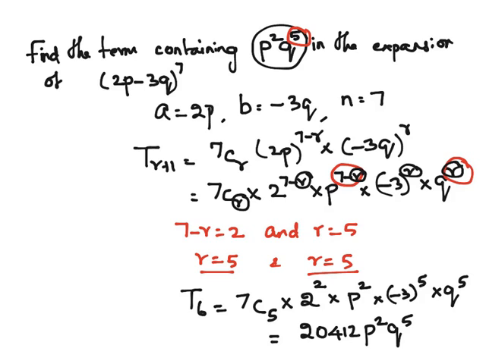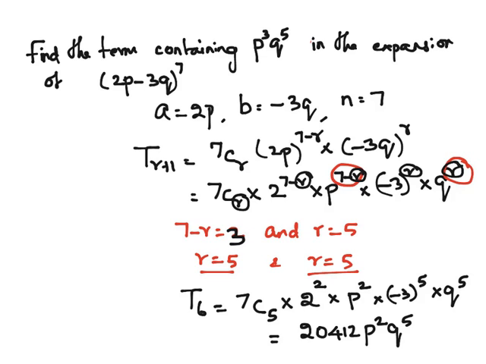Let me modify this problem. Let's say the question was like this: find the term containing p cube q power 5. Let's say this is the question. So basically what it means is this should become 3, isn't it? And this will remain 5.